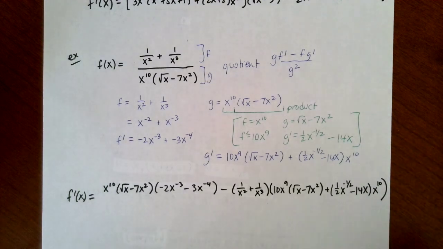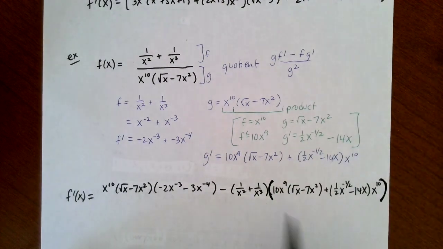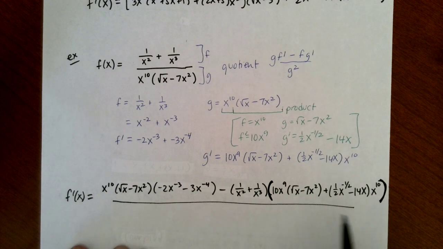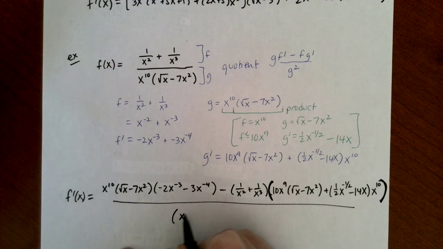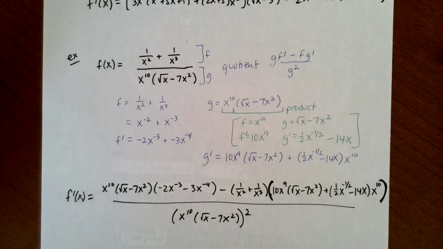All right, so all of this is a big set of parentheses here. Okay, so I have g f prime minus f g prime over g squared. So I'm going to have the original x to the 10 root x minus 7x squared. And that's my final answer.